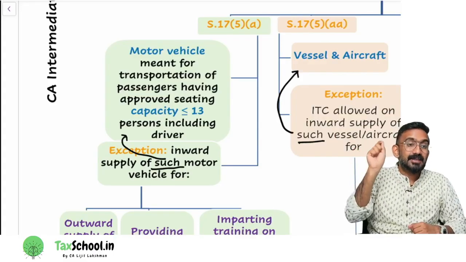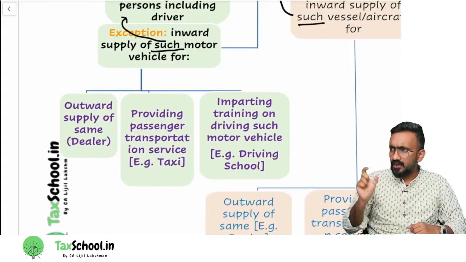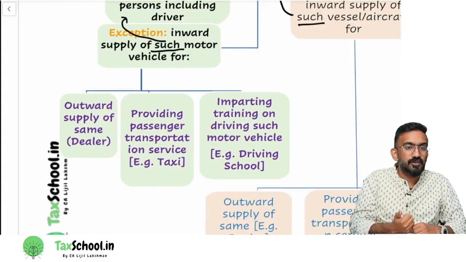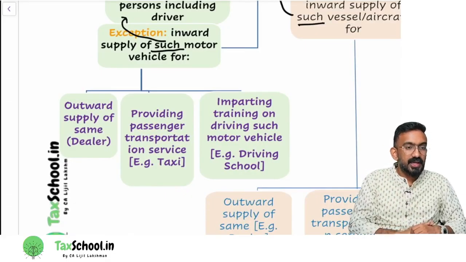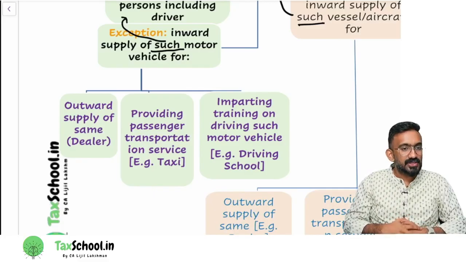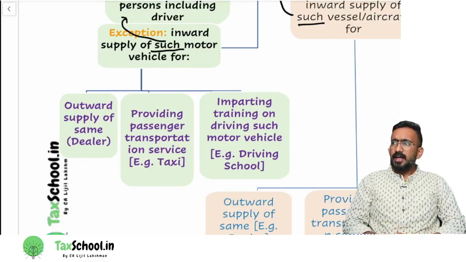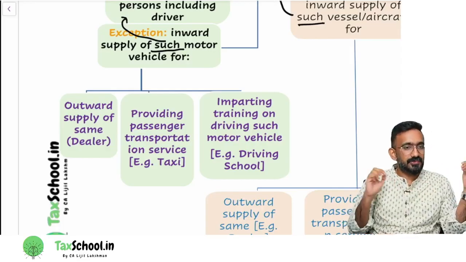Next, there are exceptions to blocked credit. Three cases you can take credit. What are the exceptions? Look at the wordings they have written. Inward supply of such motor vehicle for outward supply of the same. Which means what? I'm a dealer. Can I take the input tax credit? Yes, you can, because I purchased a Swift car to sell the Swift car.